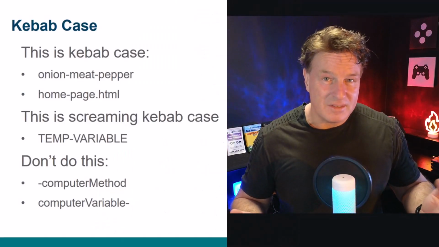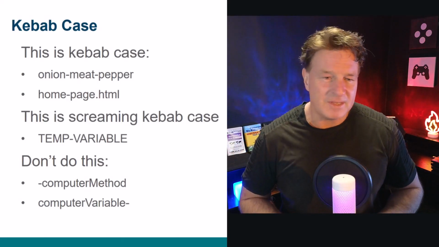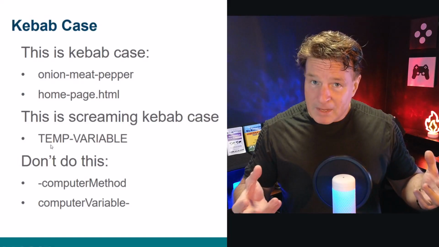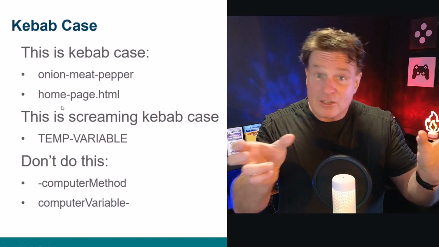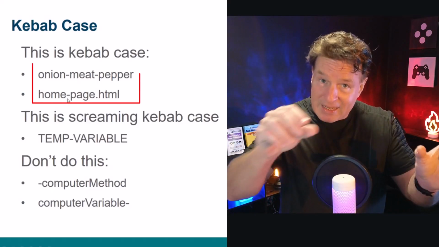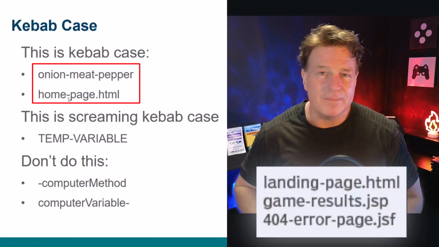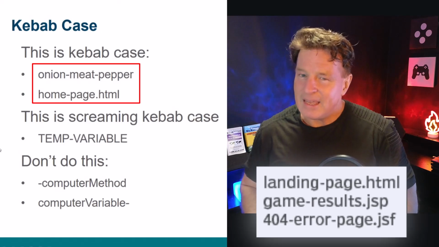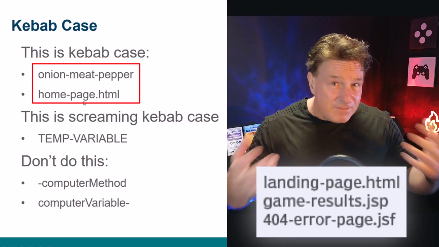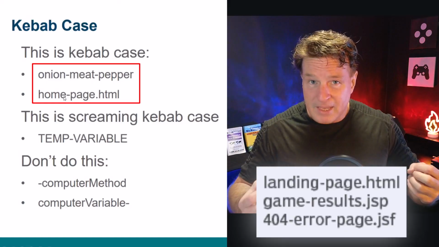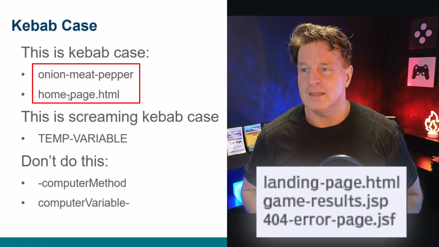Now, the next naming convention on the list is what I think is the most visually appealing of all the naming conventions, and that's Kebab Case. With Kebab Case, the words in your variable or method or function names are all separated by a dash. I like that. I like the way that lays out white space with things like landing-page.html, game-results.jsp, 404-error-page.jsf, and I very commonly use Kebab Case for websites, for URLs. I really, really like it.